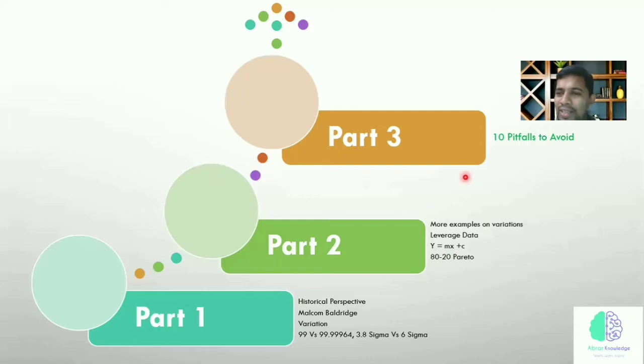So part 3 is only one detail, 10 pitfalls or mistakes to avoid in Six Sigma. Wonderfully written, and please stay tuned till the end. You will get the entire concepts and the techniques which you should know and which you should avoid while implementing Six Sigma.